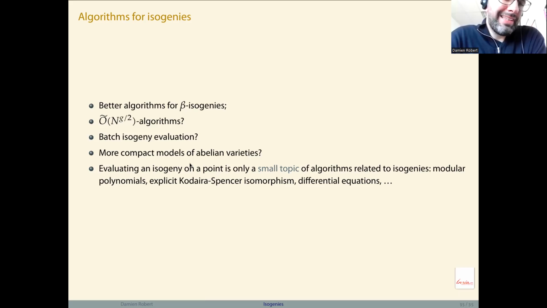If you want to compute isogenies in dimension 30 or even 100, you cannot use a theta model because there will be too many coordinates. So maybe is there a way to have a more compact model?